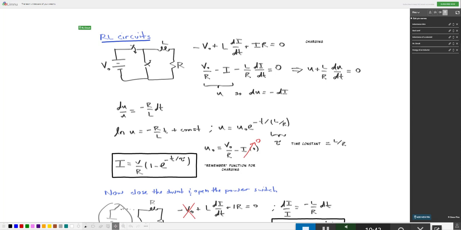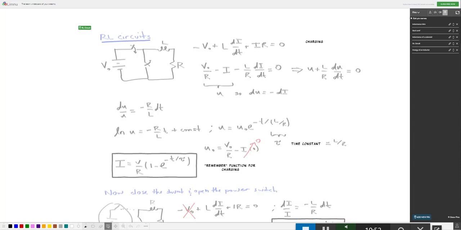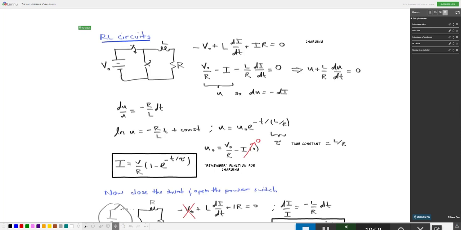And then if I take the derivative of U, I know it's equal to minus the derivative of I because of this minus sign. So if I just make these substitutions, I can write the expression like this, and then bringing the L over R dU/dt to one side and dividing both sides by U, I get this form, which looks like something you've probably already seen, right?